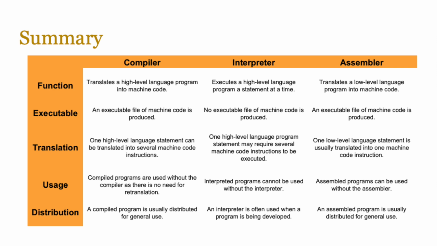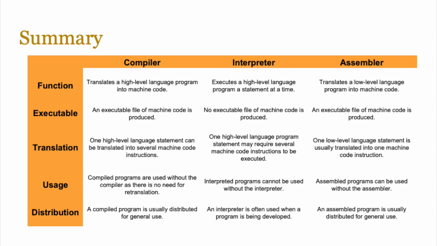Now on screen, you will see a comparison of compilers, interpreters, and assemblers on 5 different strands. So we look at the function, that's translation of high-level language program into machine code. Interpreter executes a high-level language into machine code a statement at a time, and assembler translates a low-level language program into machine code. Compilers produce an executable, assemblers produce an executable, but no executable is produced when an interpreter is in action. Compilers and interpreters work with high-level languages, whereas assemblers work with low-level languages.